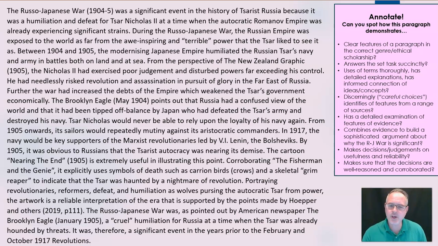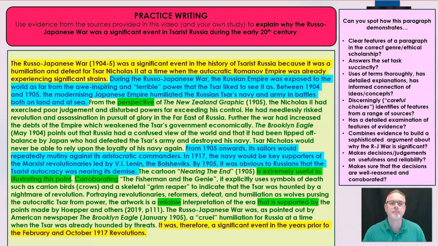Think about it, annotate what I've got there, take your time, think it through, and then move on to the next part of this video. And that's where I've annotated it for you.